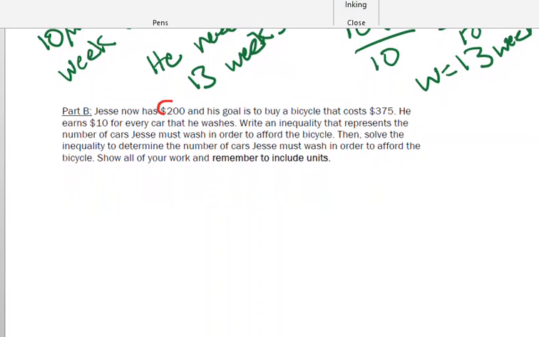Jesse now has $200 and his goal is to buy a bicycle that costs $375. He earns $10 for every car that he washes. Okay, so he's apparently started a car wash. Write an inequality that represents the number of cars Jesse must wash in order to afford the bicycle. Then solve the inequality to determine the number of cars Jesse must wash in order to afford the bicycle. Show all your work and remember to include units.